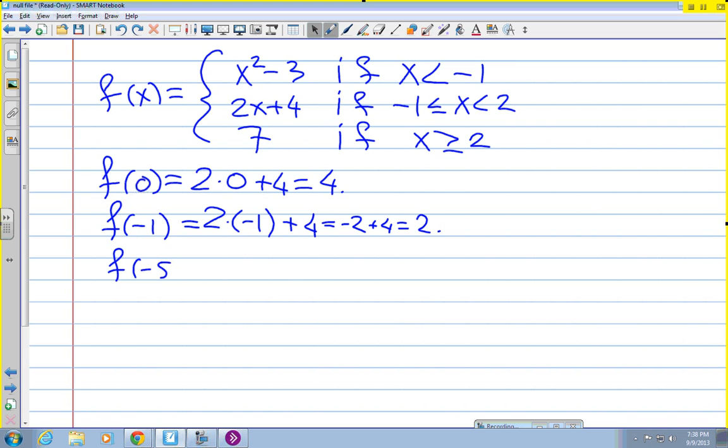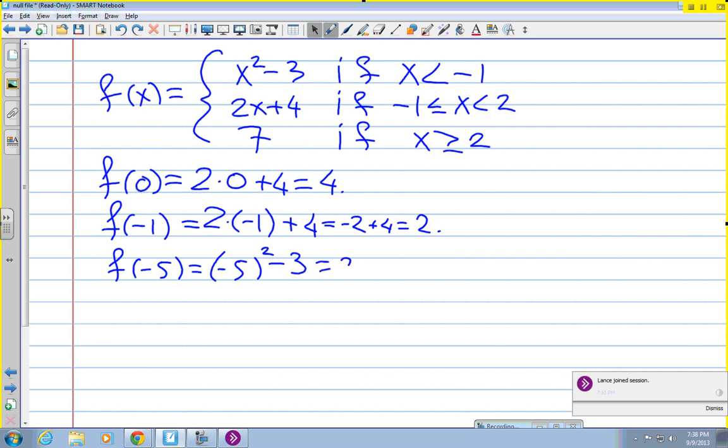How about f of -5? Which one? Top. X is -5, which is less than -1, so we're dealing with the top part of this function, so it's x squared minus 3. In this case, it's -5 squared minus 3. So it's 25 minus 3, which is 22.